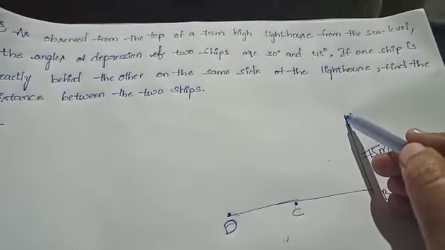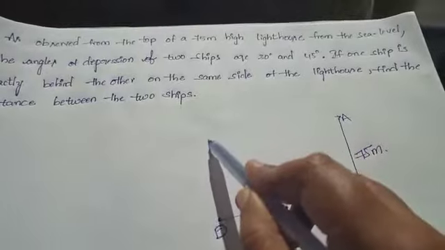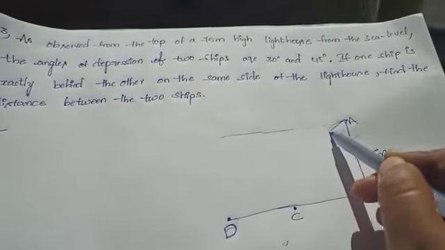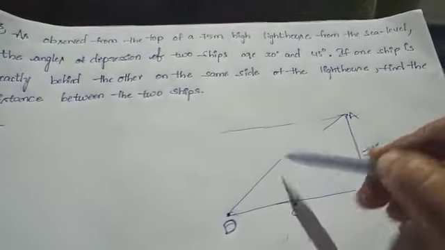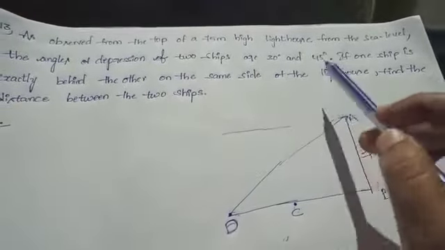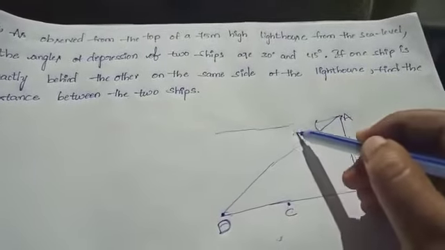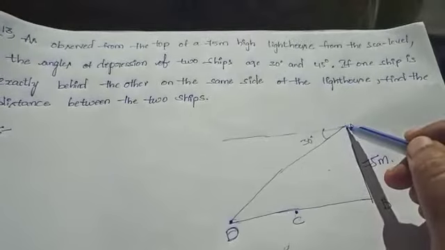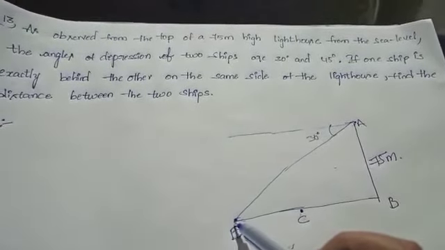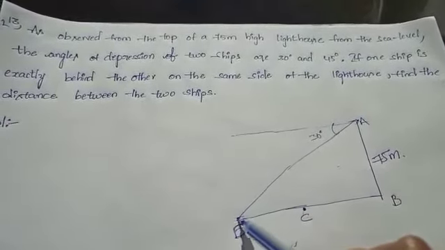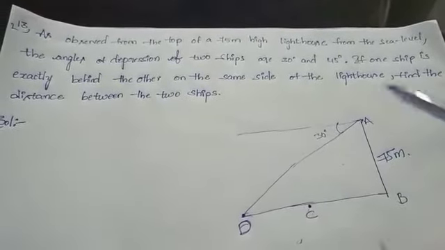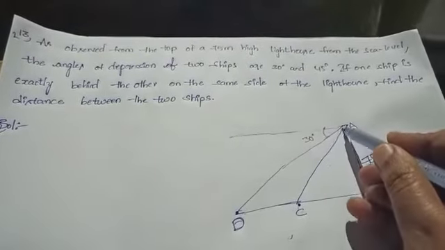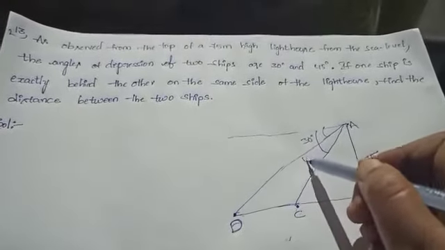Angle of depression. Draw a horizontal line. This is the angle of depression, 30 degrees, from the top of the lighthouse to the ship. Next, the angle of depression is 45 degrees.